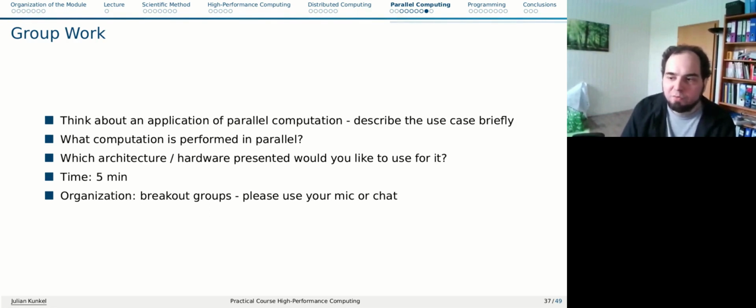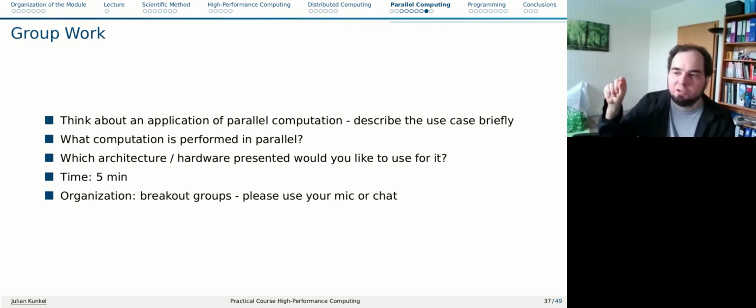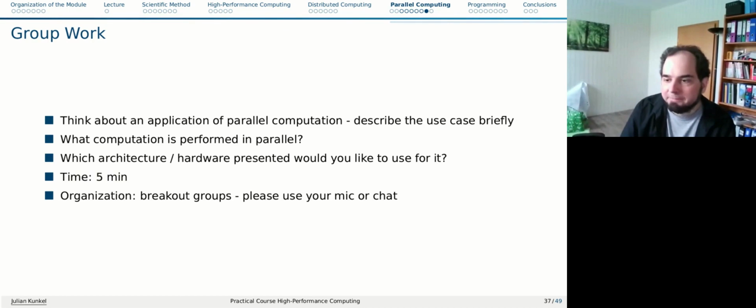What computation is performed in parallel? For example, if I do image analysis, I can look at two images at the same time, but I may not look at the pixels inside the image at the same time. So it depends a bit on your use case, and which architecture or hardware you would like to use for it. Now in 5 minutes, so that means 7 past 10, we go on.